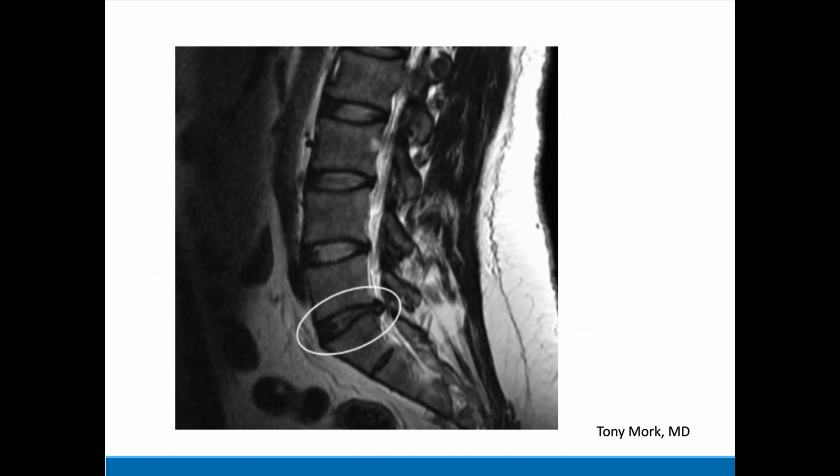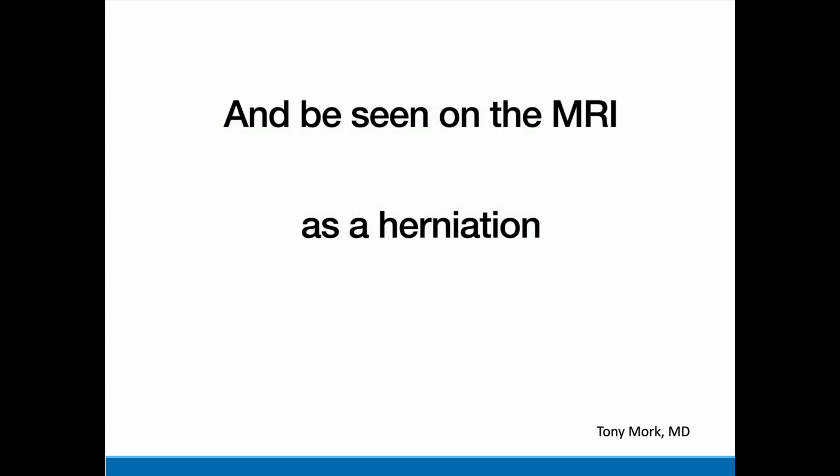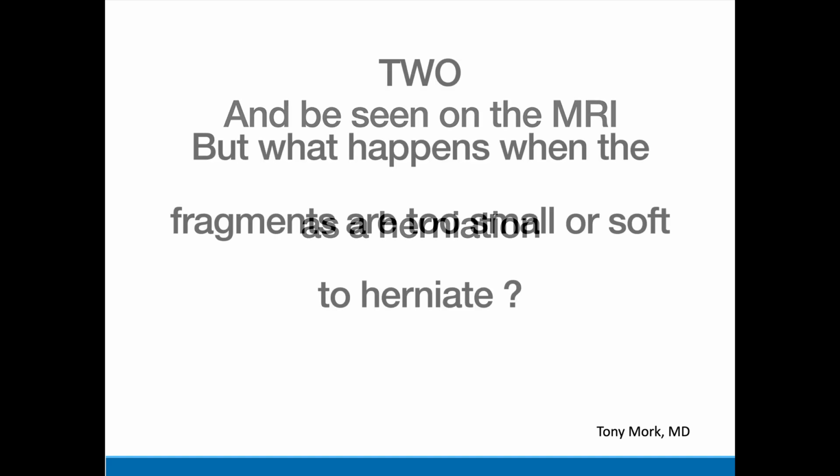And here's an example of a herniation. A large fragment inside this disc was under pressure forced out to the periphery beyond the confines of the annulus, and it can be seen on the MRI as a herniation.